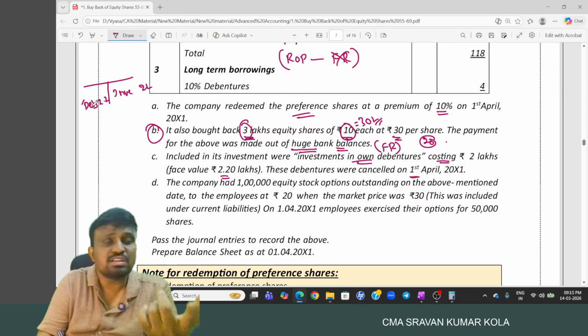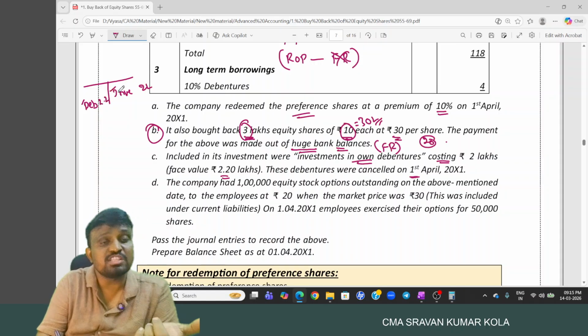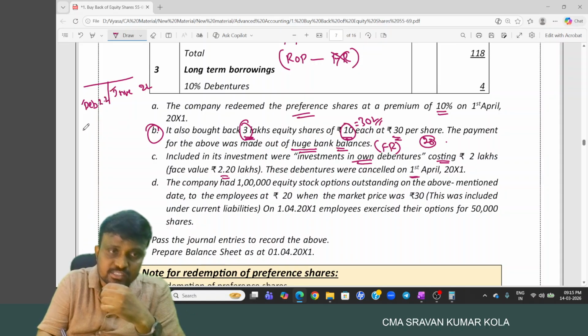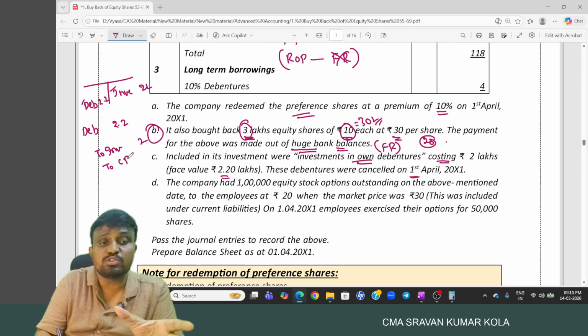So debentures have a credit balance, so for cancellation we have to debit it. Investment has a debit balance, so for cancellation we have to credit it. So debentures account debited 2.2, to investment in own debentures 2 lakhs. The remaining amount we transfer to capital reserve, 0.2.